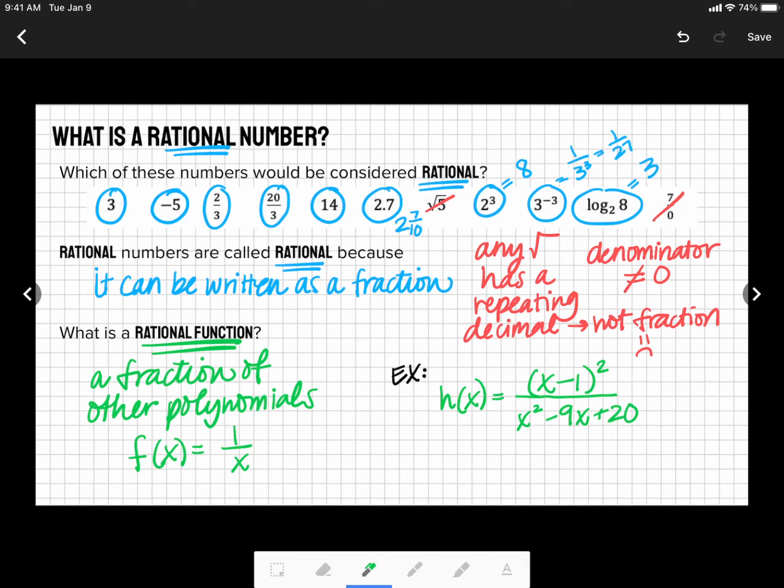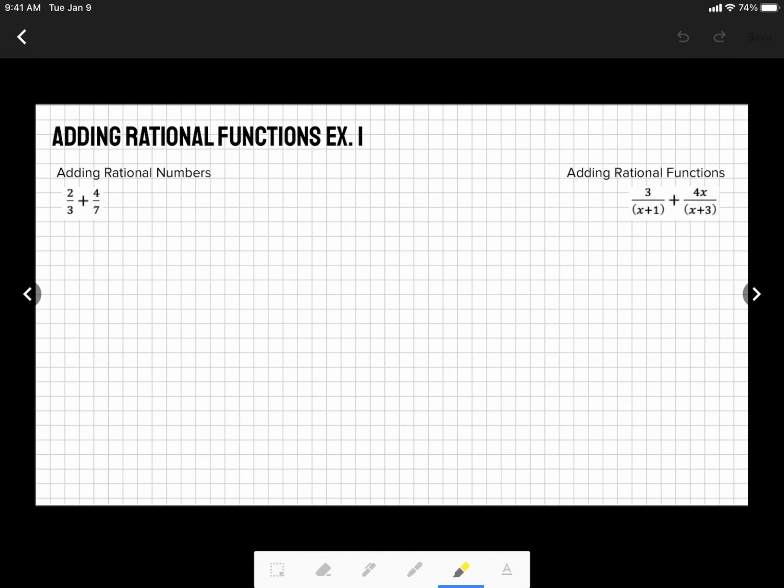Yeah. So this is what rational functions are going to look like. They will have a polynomial in the numerator and a polynomial in the denominator. Essentially, it is just a fraction of polynomials. So anytime we see a fraction with x's in the numerator and x's in the denominator, that is a rational function. And the main idea here is that it's a fraction, which was the main idea of a rational number also.